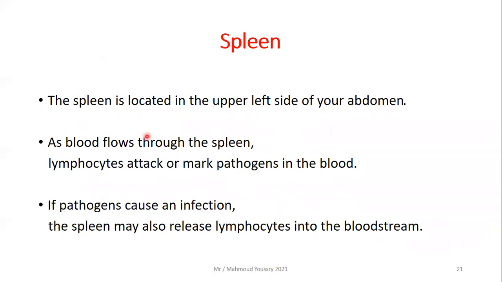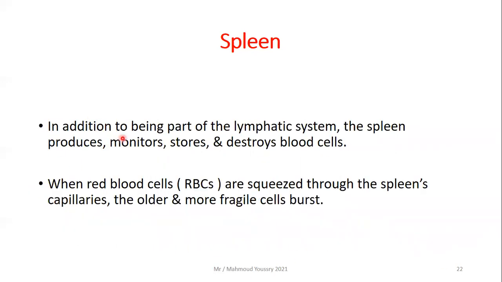As the blood flows through the spleen, it acts as a filter. Lymphocytes attack or mark pathogens in the blood. If the pathogens cause an infection, the spleen may also release more lymphocytes into the bloodstream to fight this infection. In addition to being part of your lymphatic system, the spleen also produces, monitors, stores, and destroys blood cells.